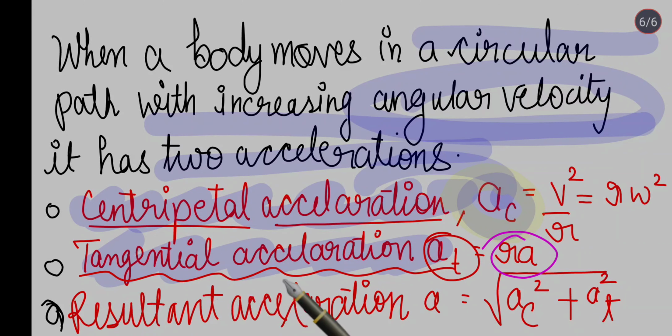Resultant acceleration is a equals the square root of a c squared plus a t squared, where a c is your centripetal acceleration. Centripetal acceleration is a c, v squared upon r, which equals r omega squared. When you have a c squared plus a t squared under the root, that is nothing but your formula list.